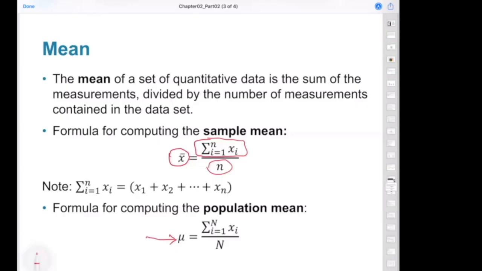So the difference between the lowercase n with the sample mean and the uppercase N with the population mean is that the lowercase n is the number of data in our sample. But in here, the uppercase one is the number of data in the entire population. This is the only difference. But what that means, it's the number of data we have. Okay, that's it. So this is the way of finding or computing the mean of the data.